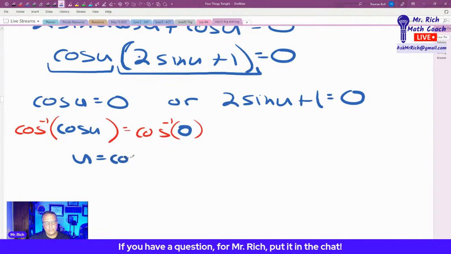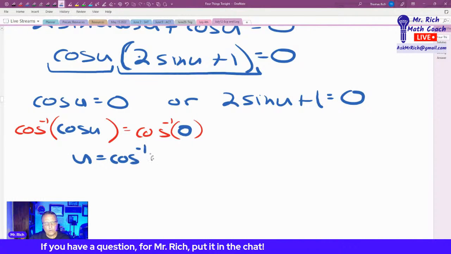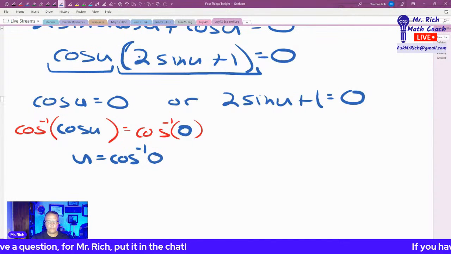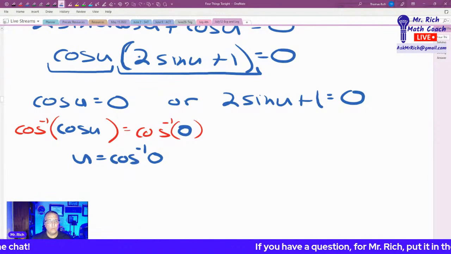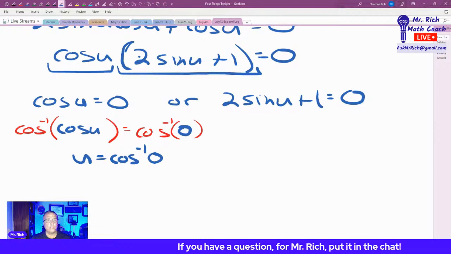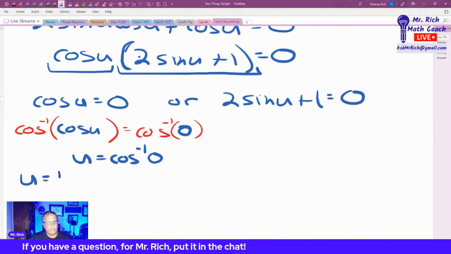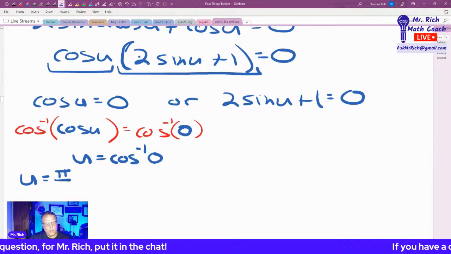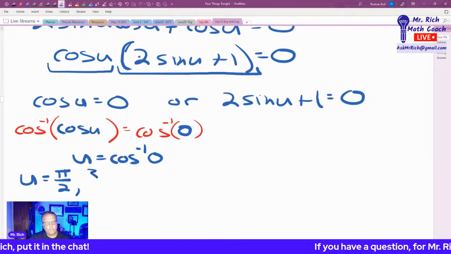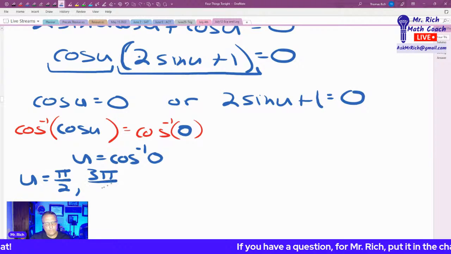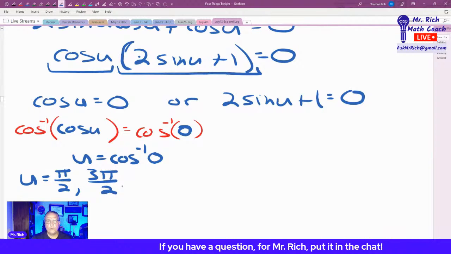And my solution is u equals the inverse cosine of 0, which is to say, in the unit circle, what are the u values where cosine is equal to 0? And cosine is equal to 0, if you know your unit circle, at pi over 2 and 3 pi over 2. So those are two of our solutions.